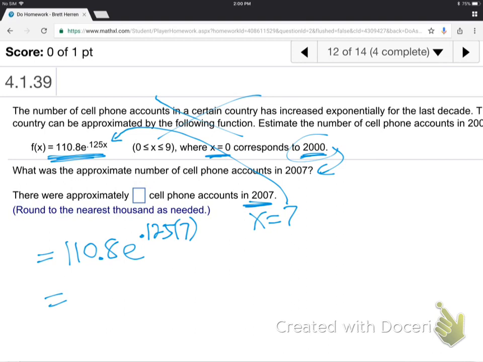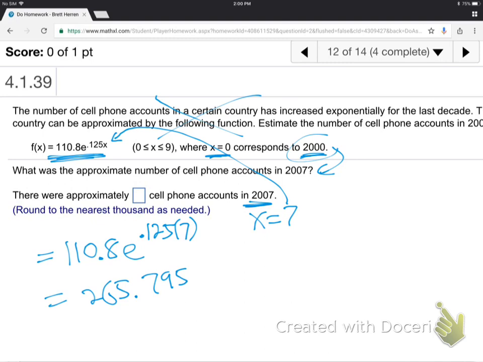I'm getting 265.7, how far? 1,000. So I'm getting 795. Thousands means 3 places, right? 3 zeros in 1,000. 795. Did you guys get that? Did you find the e button? It's right above the natural log.